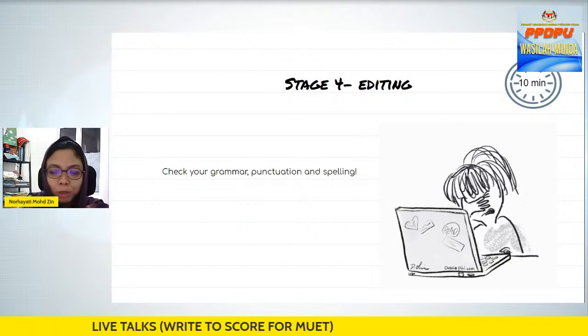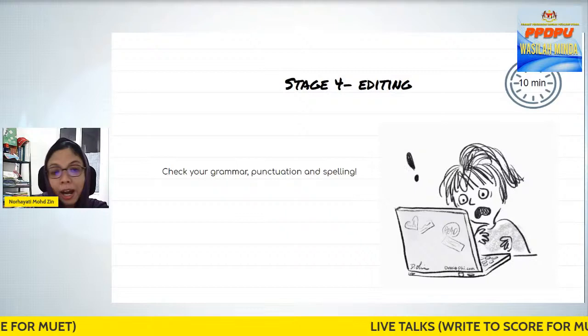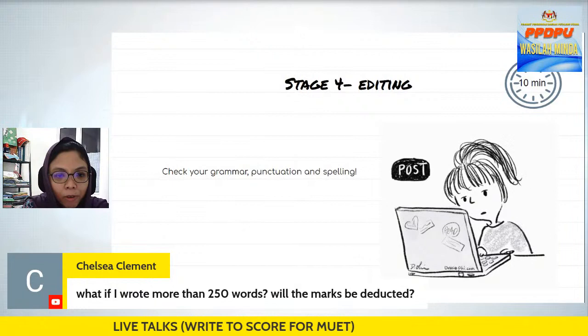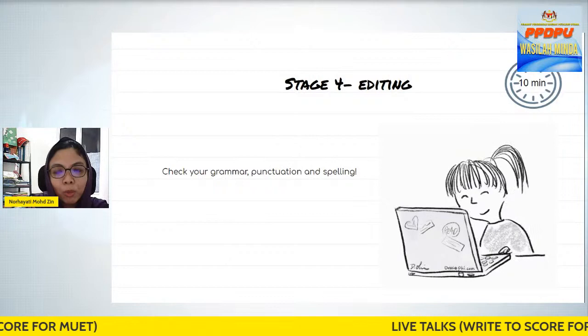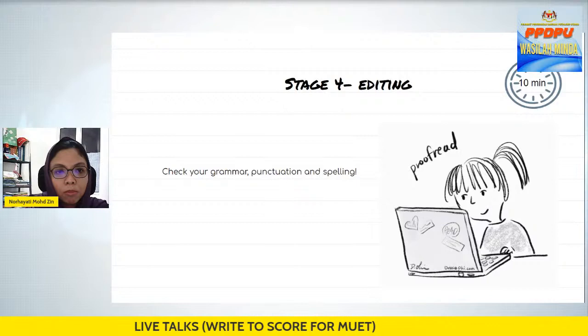It is not necessary, but you are helping the reader. It doesn't have to be exact. If I wrote more than 200, no, your marks will not be deducted. It's just that we see a pattern that if you write too long, there's a tendency to make a lot of mistakes. So that is why we say try and fit in.